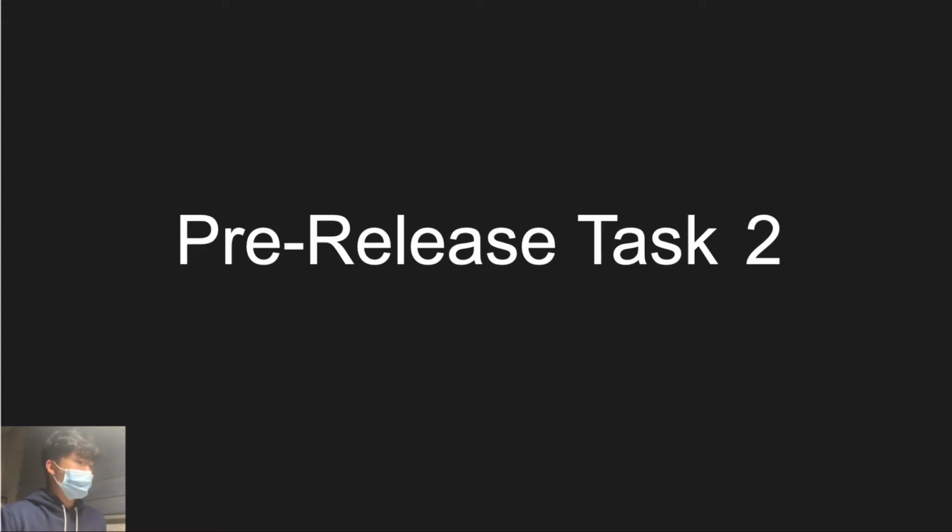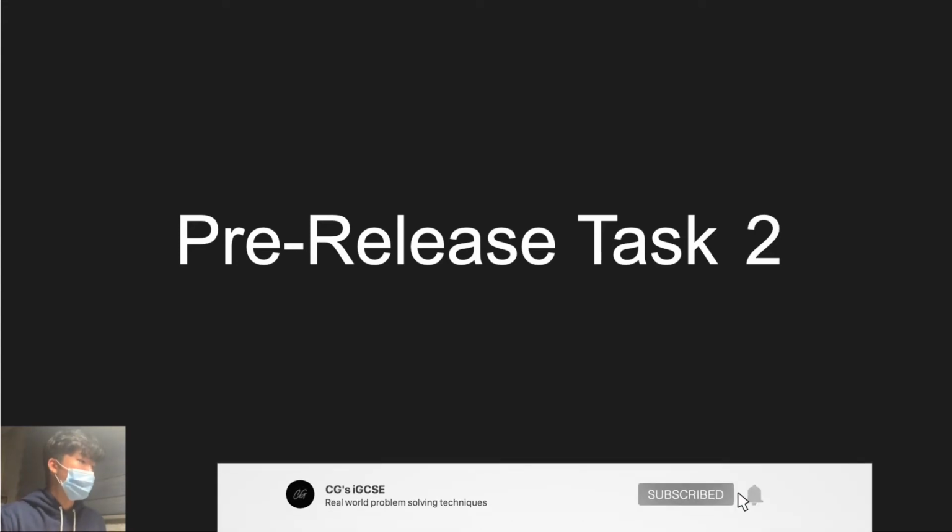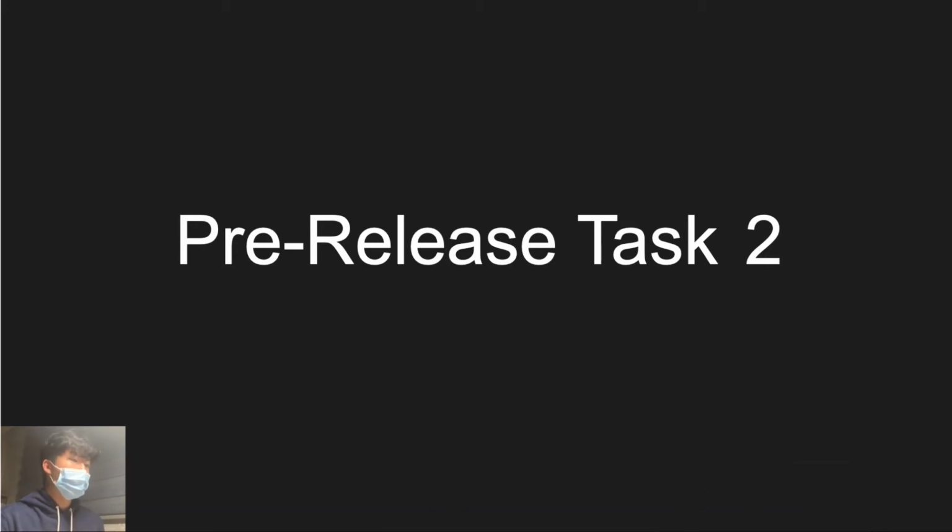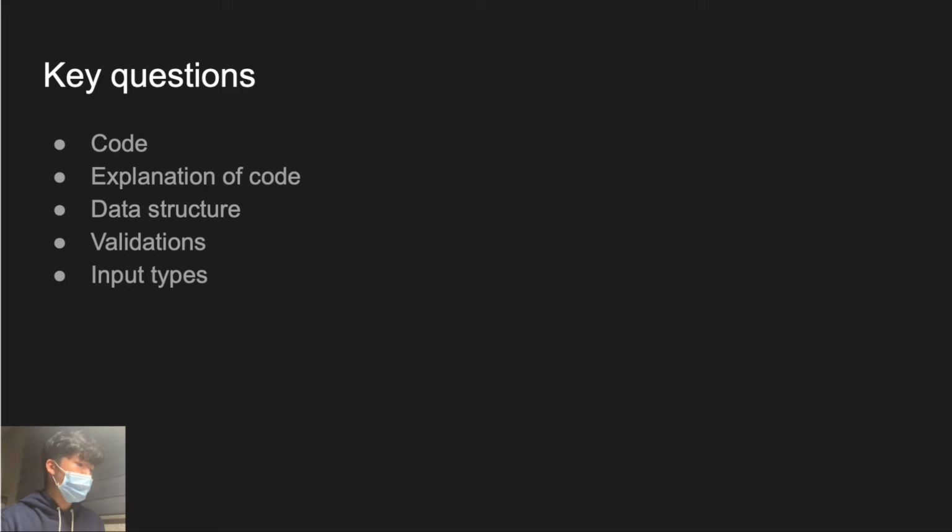Hello guys, today I'm going to review pre-release task 2 with you. I'll assume that you guys have read the scenario for the pre-release task, so I'll go straight on to the code, explanation of code, and what kind of data structures and validations are used in the code, and what kind of input types are available for this given code.